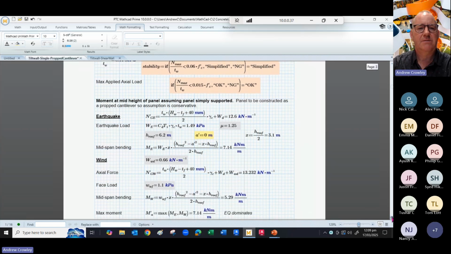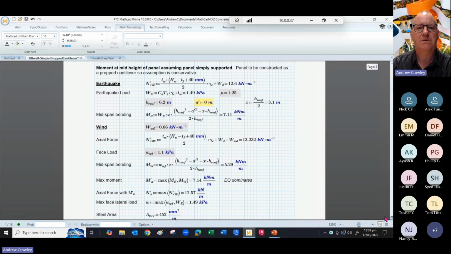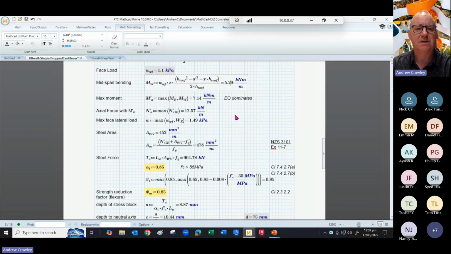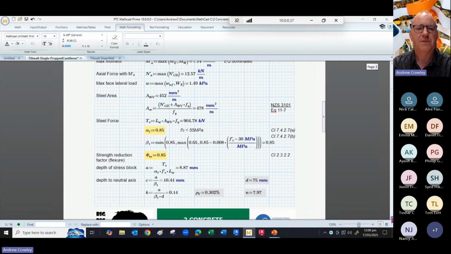So then we need to calculate the moment at the mid-height of the panel, and we do that assuming conservatively that it's simply supported. So we derive the earthquake load and the mid-span bending for that. We derive the wind load, and then we find out what the mid-span bending moment is for that, in this case 5.29. So the maximum moment is 7.14 as the earthquake dominates. And what's the load, the axial load that goes with that? Well, it's 12.57 kilonewtons per meter.